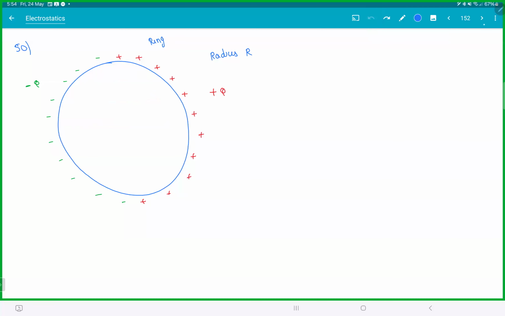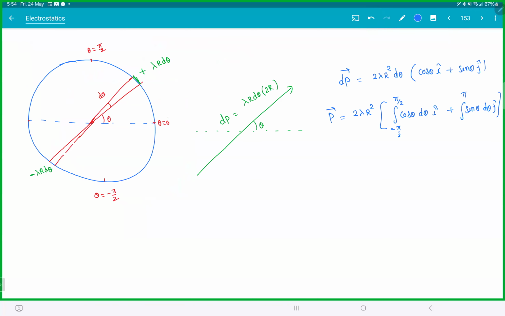If you take up and down, the dipole moment will be up. So minus pi by 2, pi by 2. Now j cap will be 0. Magnitude will come same. 2 lambda r square. This guy will become 2 i cap. Lambda is q by pi r square, i cap. So you can see here this will be q into 2 into 2r by pi.